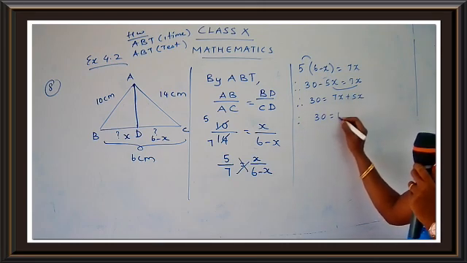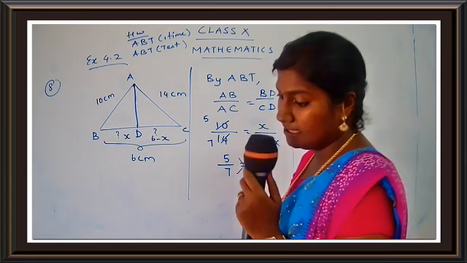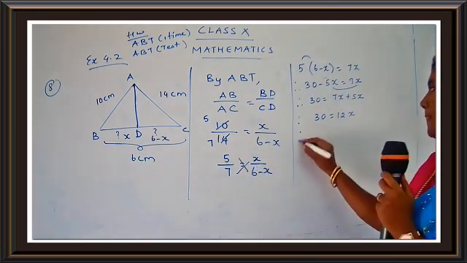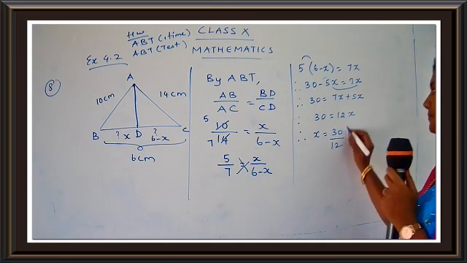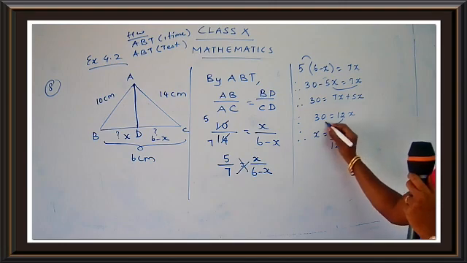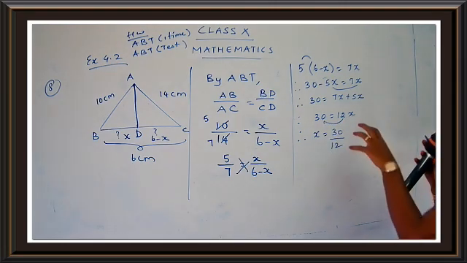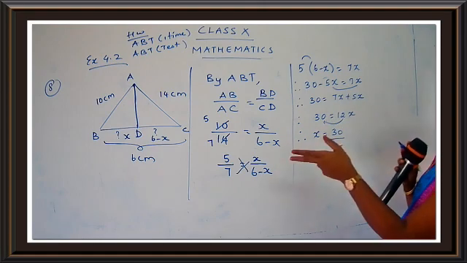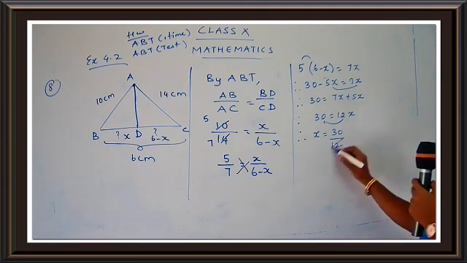30 is equal to 12x. What do you get? 30 is equal to 12x. Therefore, x is equal to 30 upon 12. Very simple. The 12 goes to this side. Okay, so it's in the form of multiplication. So you're shifting a multiplication from RHS to LHS. So multiplication will change into division. Try to do the simplification.